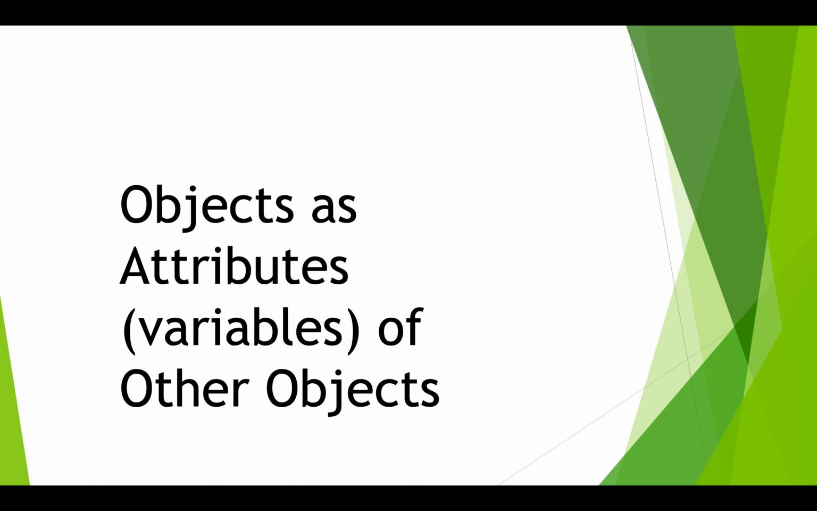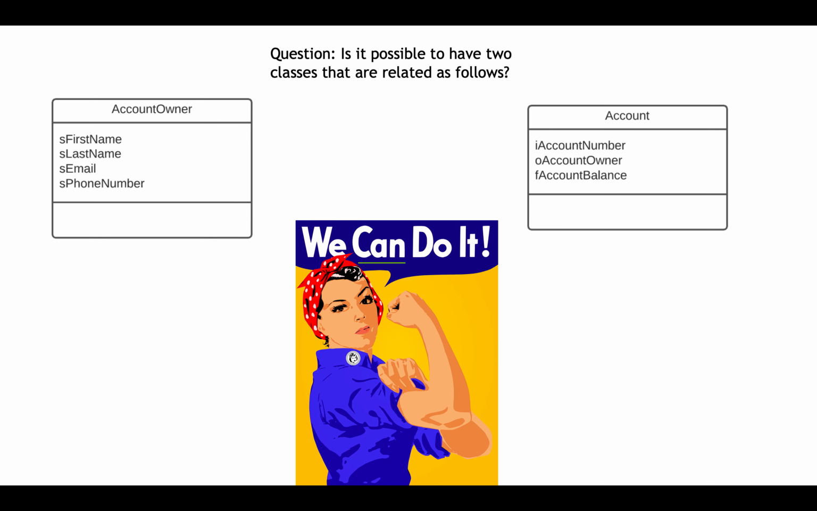In the preceding video, I talked to you about the idea of encapsulation. Now let's talk about using objects that are attributes of other objects. Here is a little diagram again with two class diagrams, and I asked the question, is it possible to have classes related as follows?